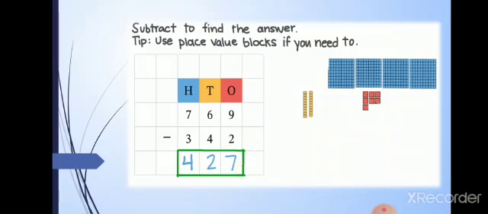Similarly, at the place of tens, there are a total of 6 bars of tens and you have to cut down 4 tens. Then you have 2 tens remaining, as you can see here. Then at the hundreds place, you have to subtract 3 from 7, so you get 4. So when you subtract 342 from 769, you will get 427.